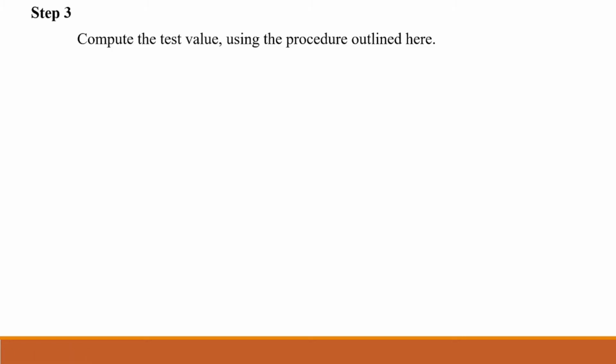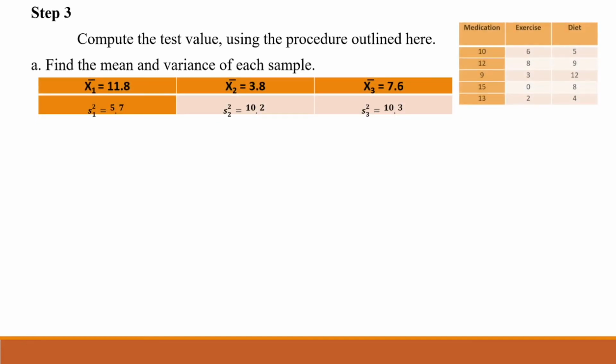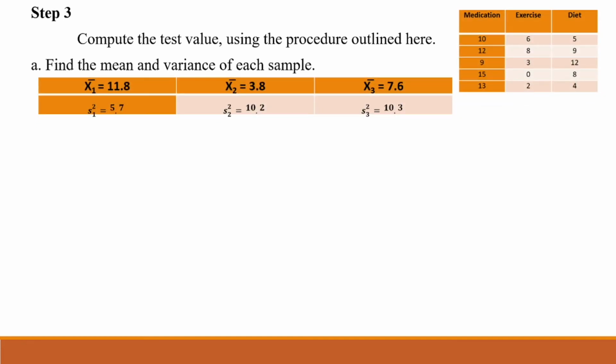For step 3, compute the test value using the procedure outlined here. Find the mean and variance of each sample. Para makuha natin yung mean at saka variance, alam na-discuss na sa ibang grupo paano kumuha ng variance at saka mean. So, para mabilisan na lang to.